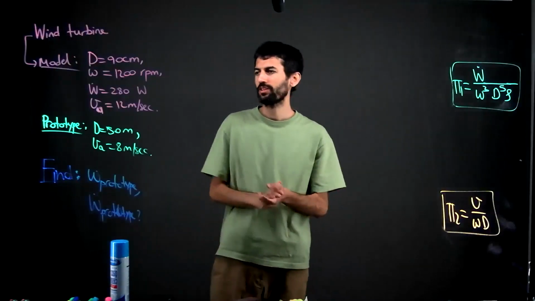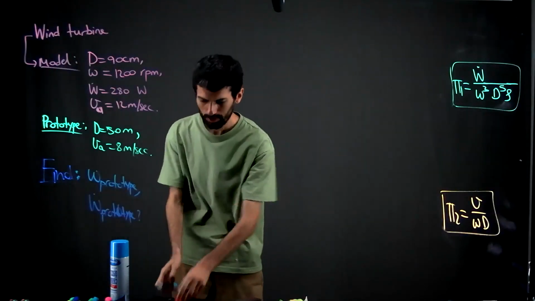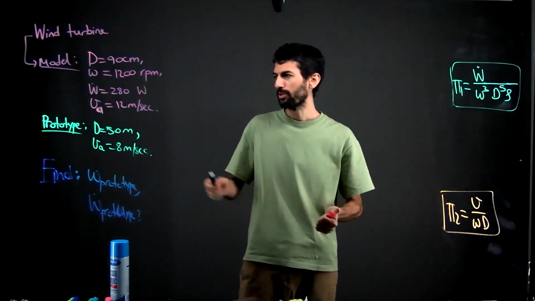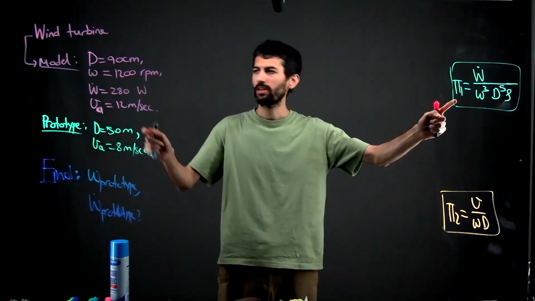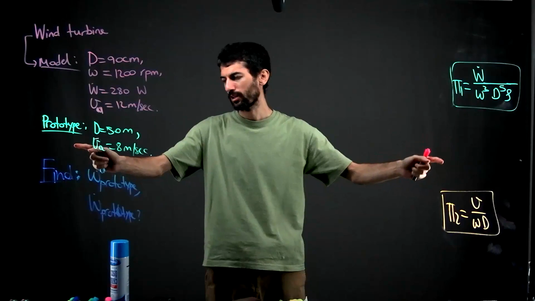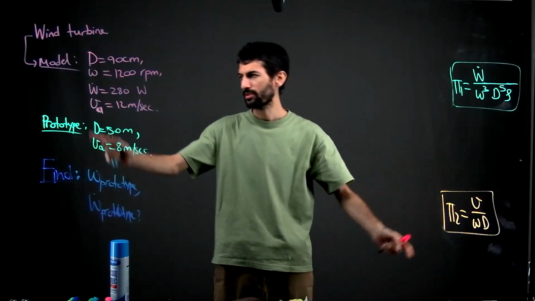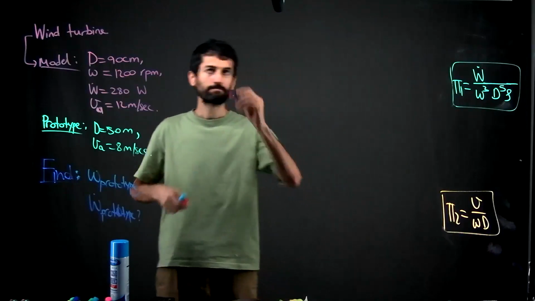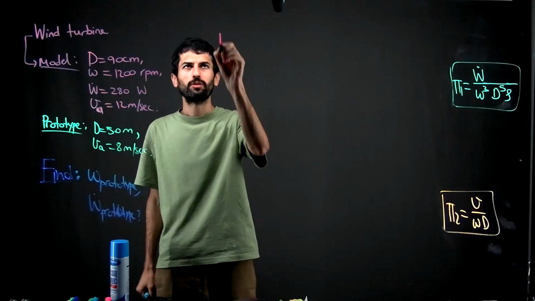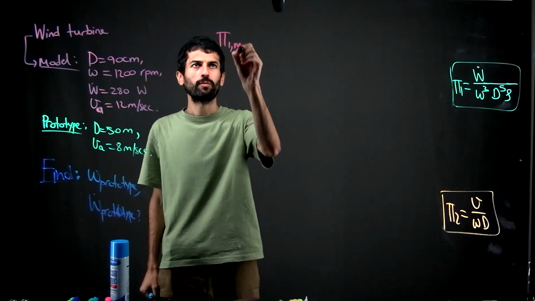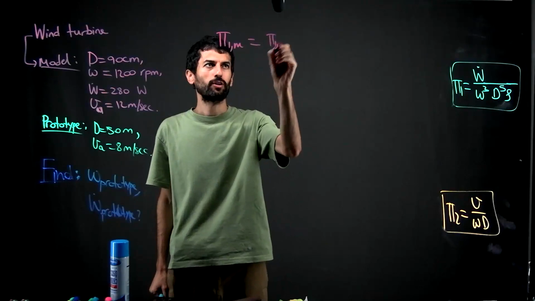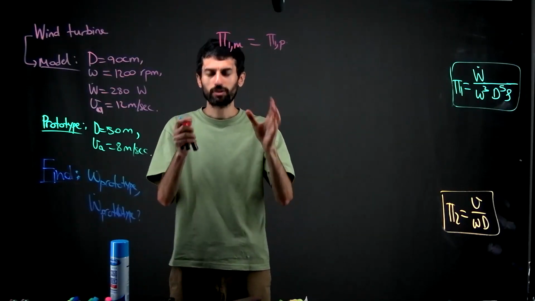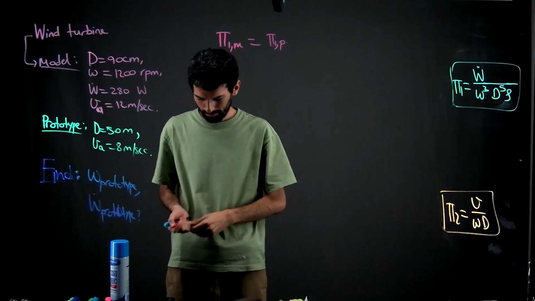Okay, so the second part is that since we have all the pi's, pi 1 and pi 2, we will say that pi 1 is the same for the model and prototype, as well as pi 2 is the same for model and prototype. Okay, so let's do that. So we will say pi 1 for model is same as pi 1 for prototype. This is a necessary condition for similarity.